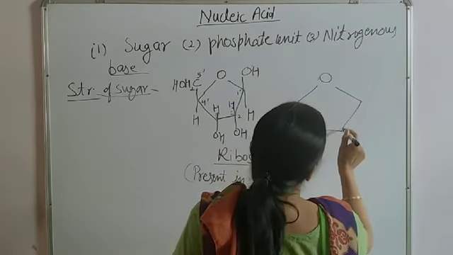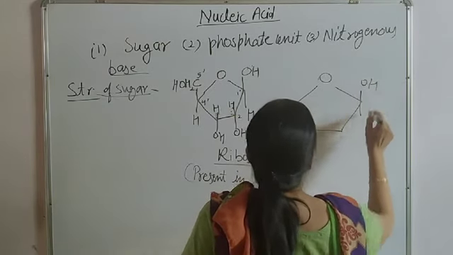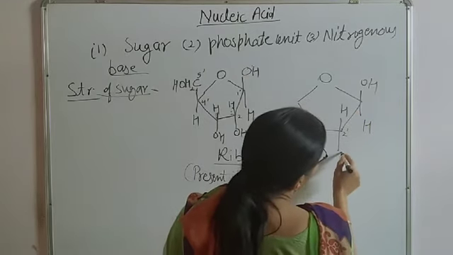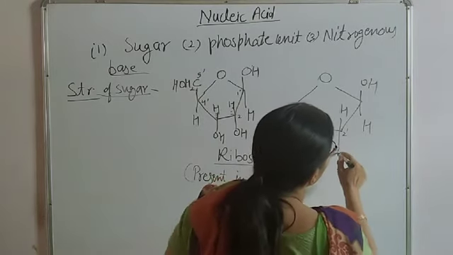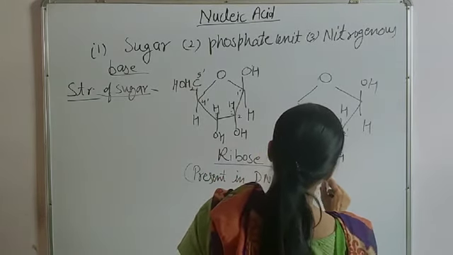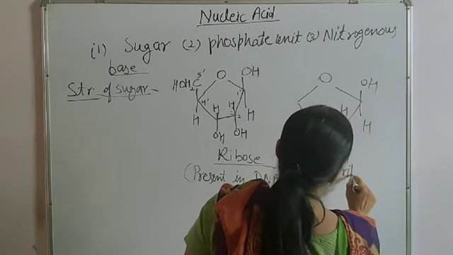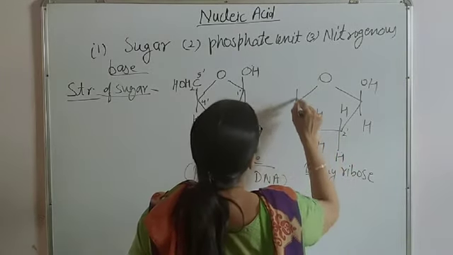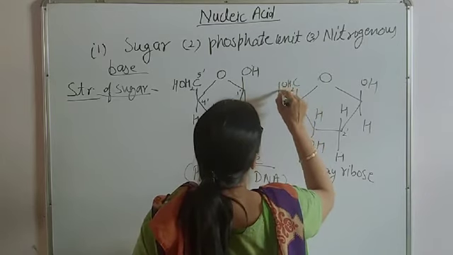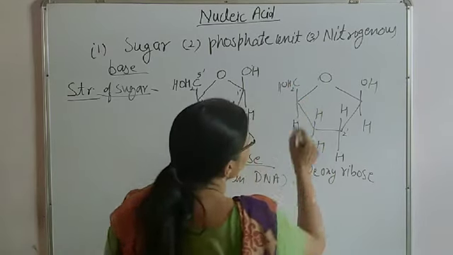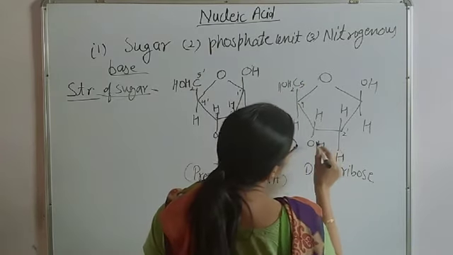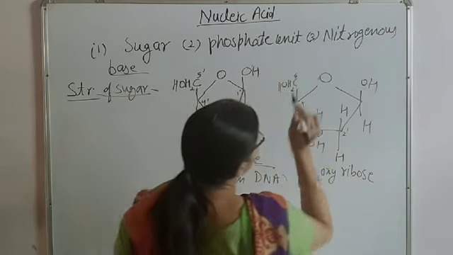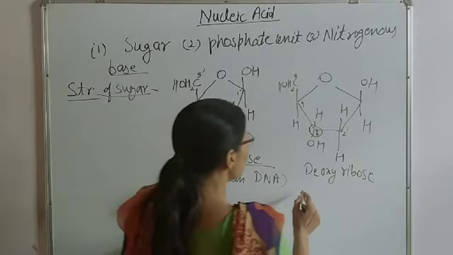You have to draw it a little bigger. Again OH here, H here, H. From the second carbon atom, one oxygen is removed, so the word deoxy comes, deoxyribose. The rest is all similar: H, OH, CH2OH, H. This one is the third carbon atom, and this one is the number 5 carbon atom.